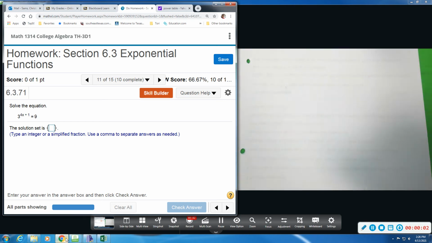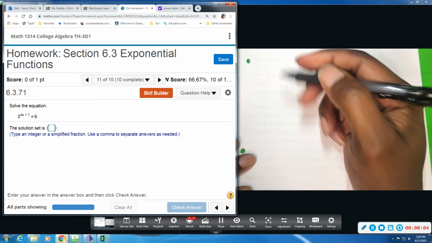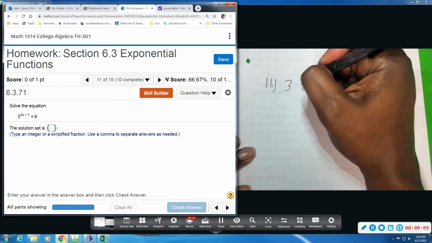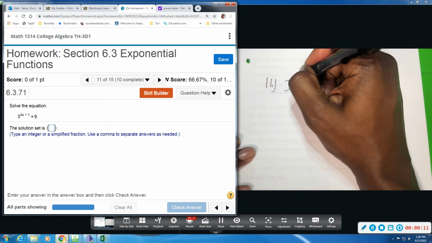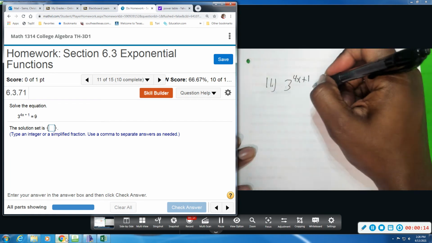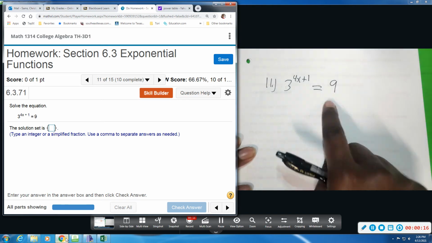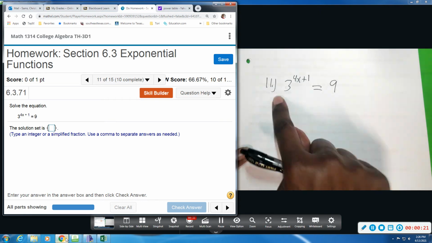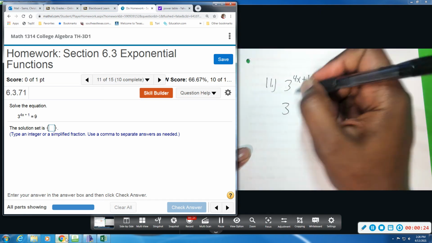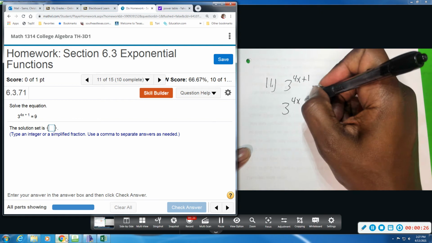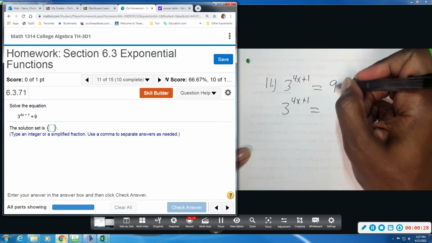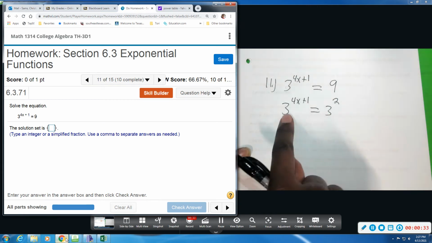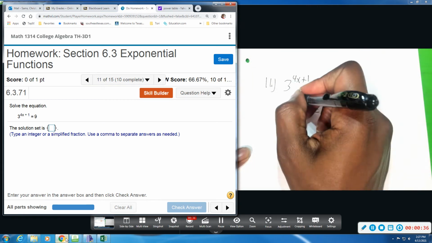All right, so number 11, still solving exponential equations. So we have 3 to the 4x plus 1 is equal to 9. So we're going to rewrite 9 as a base of 3. That will give us 3 to the 4x plus 1 equals, and we can rewrite 9 as 3 squared. All right, so now that these two bottom numbers are the same, we're focusing on this top part.